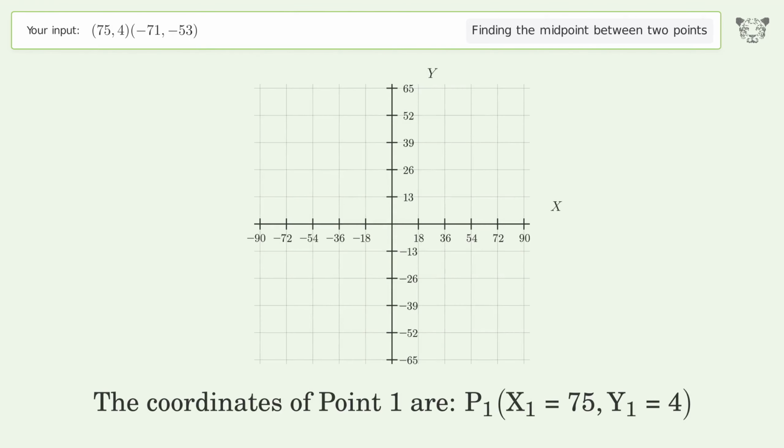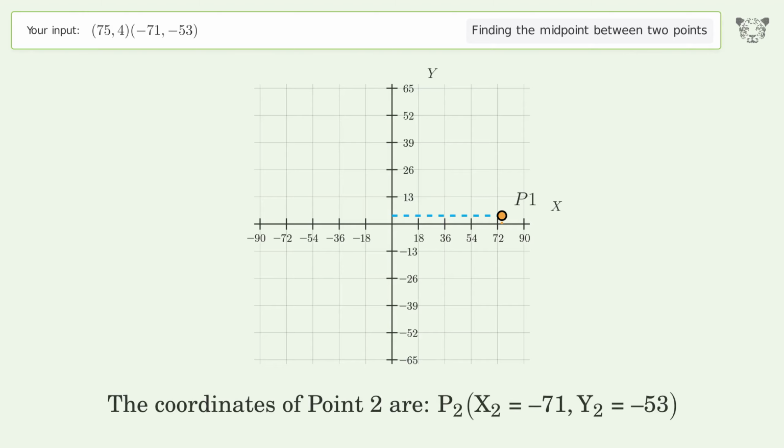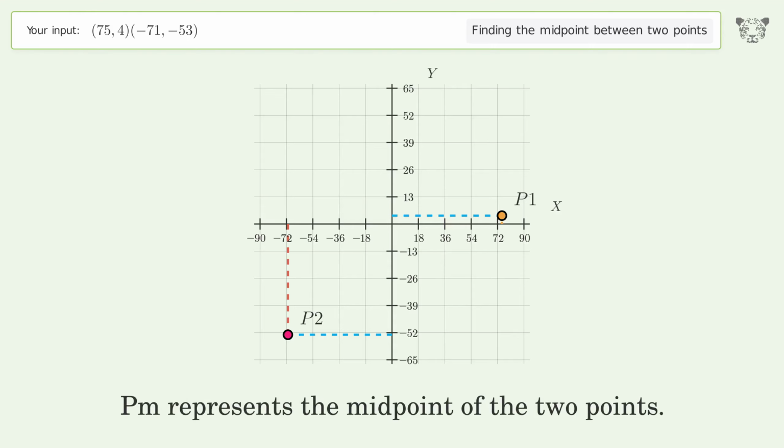The coordinates of point 1 are x1 equals 75, y1 equals 4. The coordinates of point 2 are x2 equals -71, y2 equals -53. PM represents the midpoint of the 2 points.